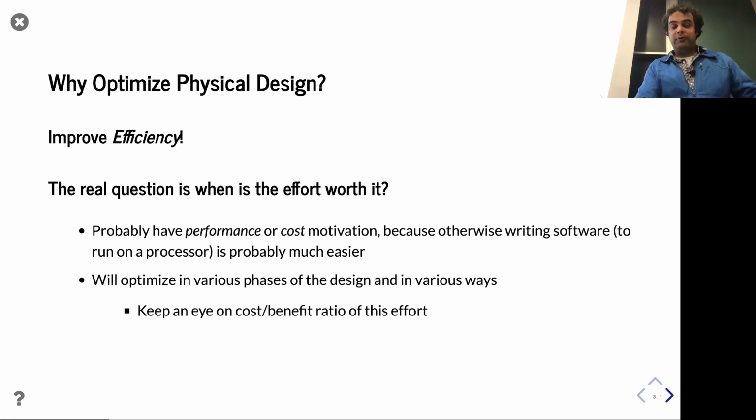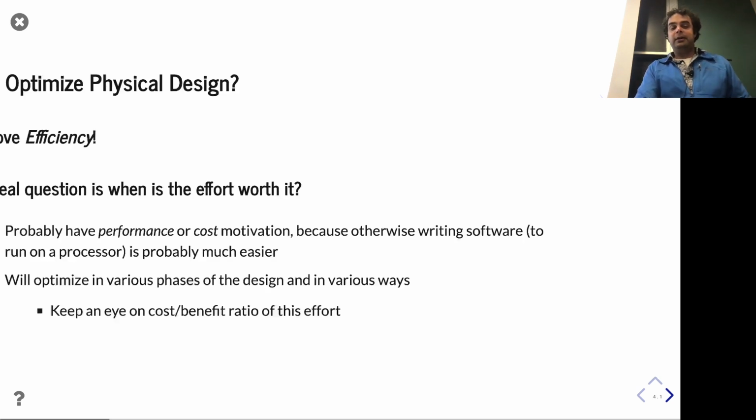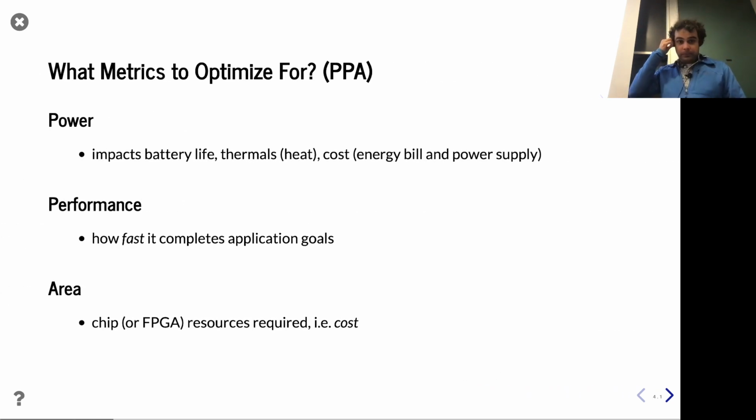Okay, but assuming you have an application scenario where you really do care about efficiency, what can we do? Well, we need to optimize. And before you optimize anything, you should always have metrics, right? And so for hardware, the most classic metrics are PPA, which is short for power, performance, and area. And they all have their own concerns, right?